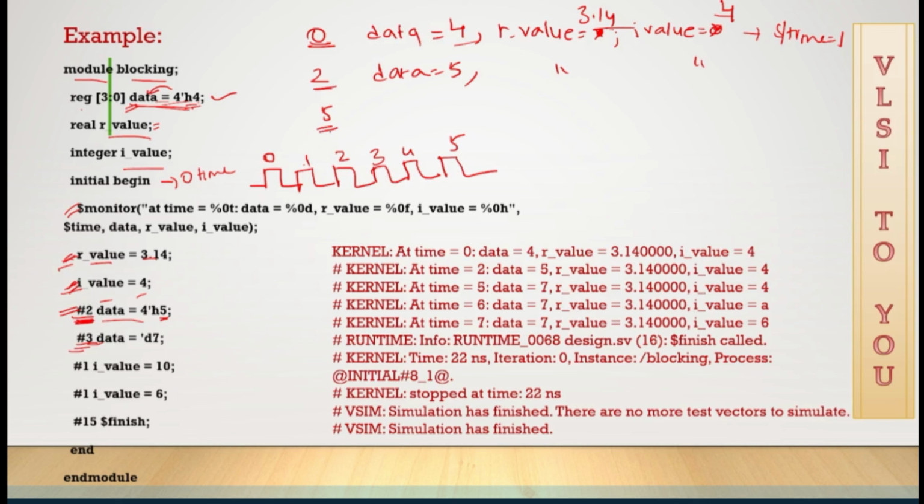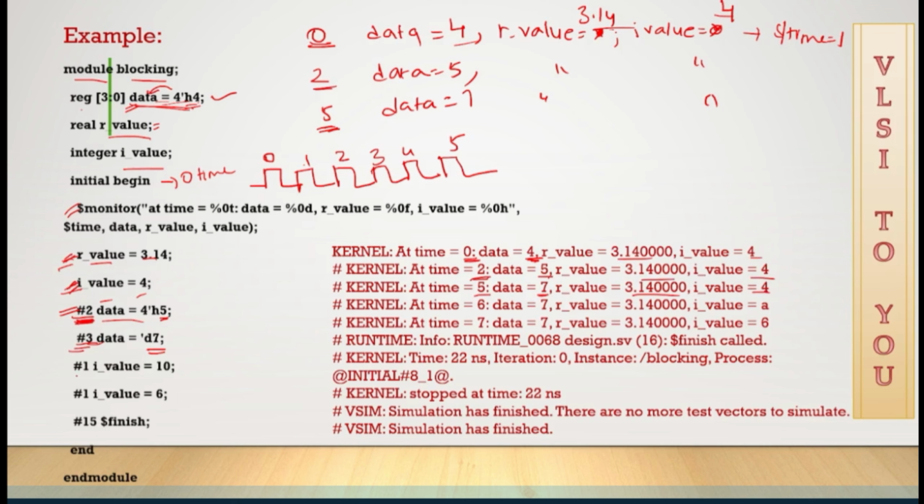Got my point? So at 5, what have I changed? Again, I have changed only the data value, to 7. So the data value is 7, and the R value and I value are the same. If you see here, at time 0 the data is 4, at time 2 data is 5, and at time 5 data is 7, but R value and I value didn't change, because I didn't change the value here.